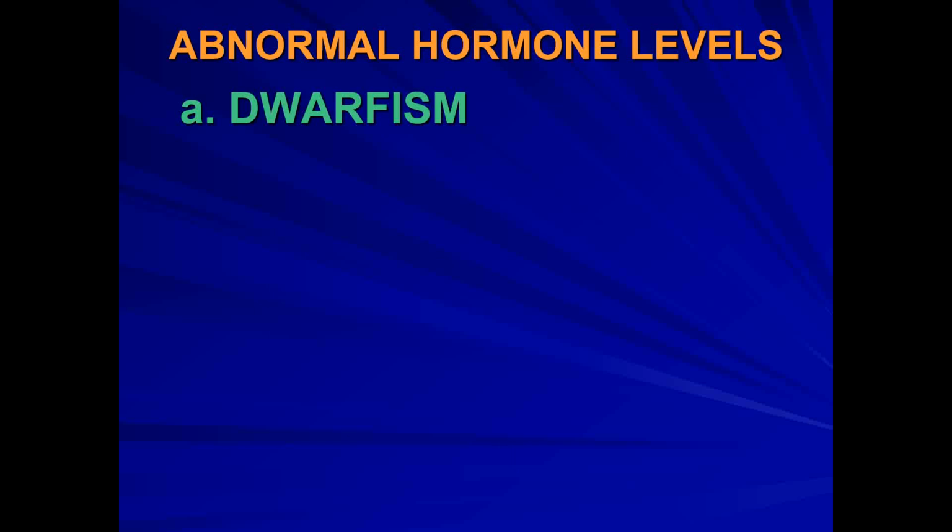And then the last part of this chapter is dealing with what happens when hormone levels are off, when they're not regulated properly. And there's some terminology here that might not be 100% politically correct, but we stick with the terminology in the textbook. The first condition for abnormal hormone is dwarfism.